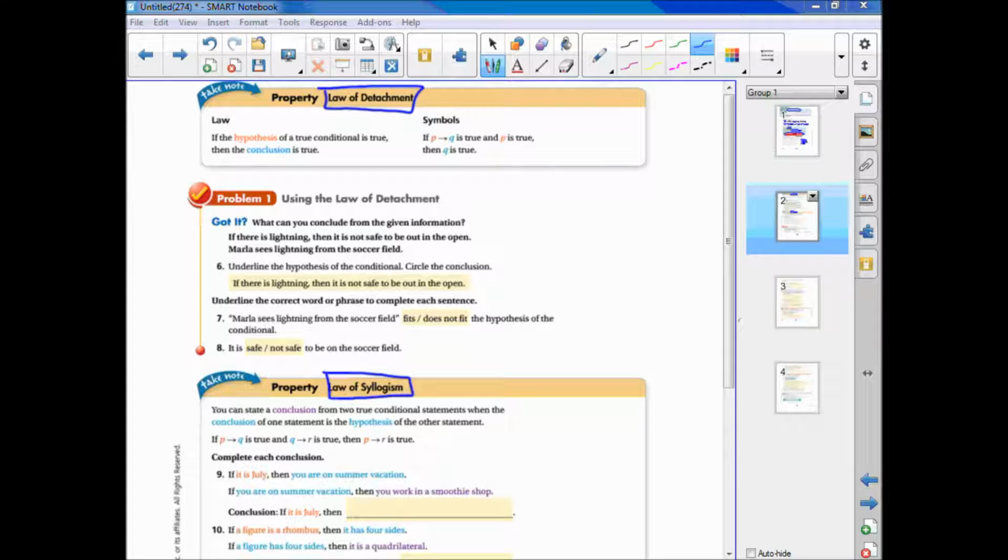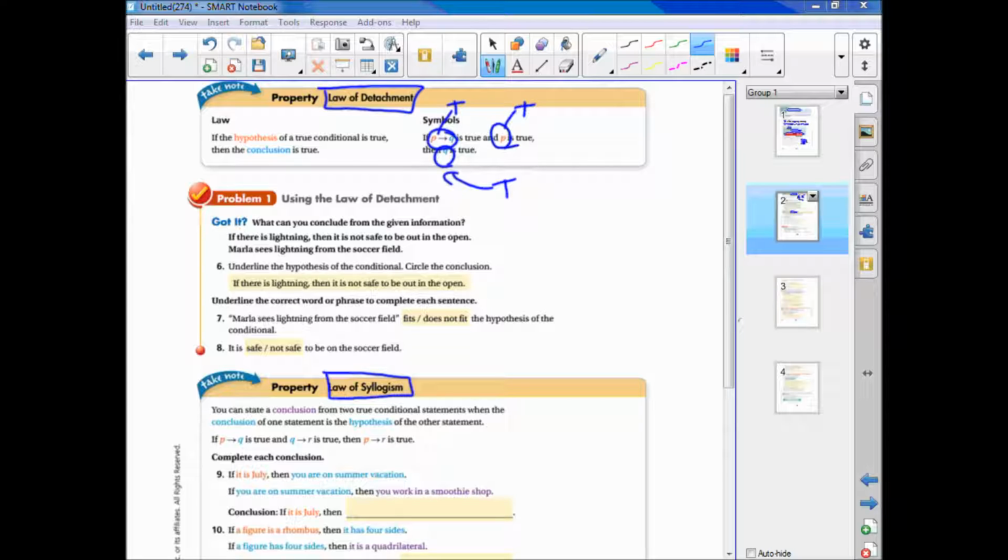If the hypothesis of a true conditional is true, then the conclusion is true. So for instance, we have a true conditional, P implies Q, and that's a true statement. And we also have some example of P, then we can deduce that Q is also true. So if the conditional is true, and we have an example of the hypothesis that's true, then we can bet that the conclusion is also true. Okay? So use the law of detachment.